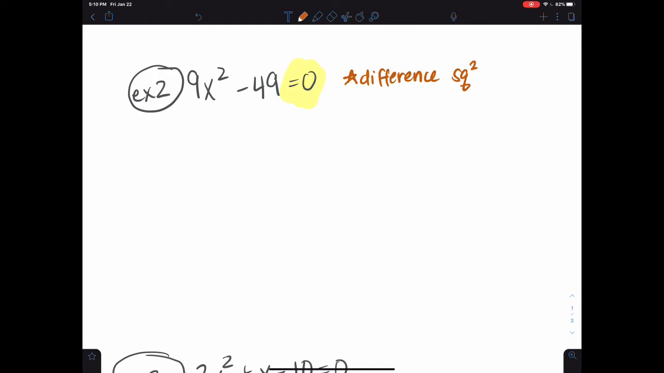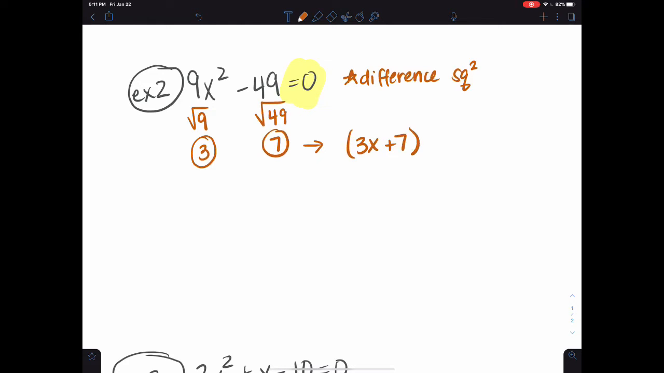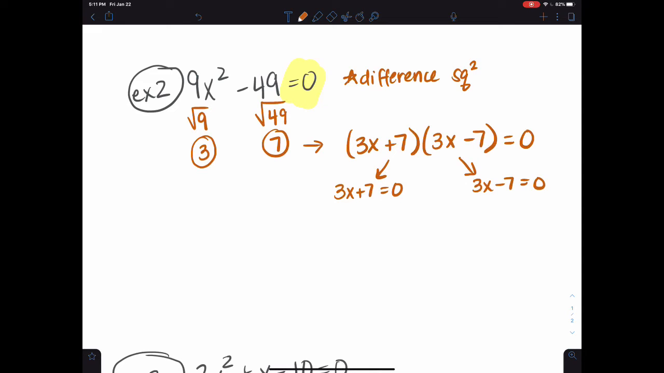Now, the difference of squares shortcut says take the square root of a and the square root of b and use them to create factors. So what I'm going to do is create two factors, 3x plus 7 and 3x minus 7. Because we're solving, this entire factored form is equal to 0, and then I can set each one equal to 0 separately.